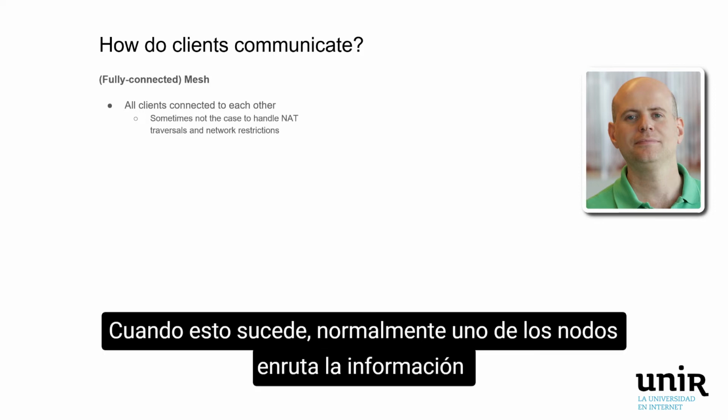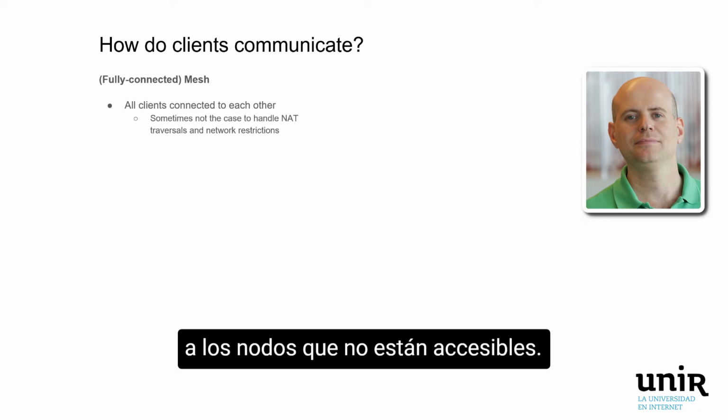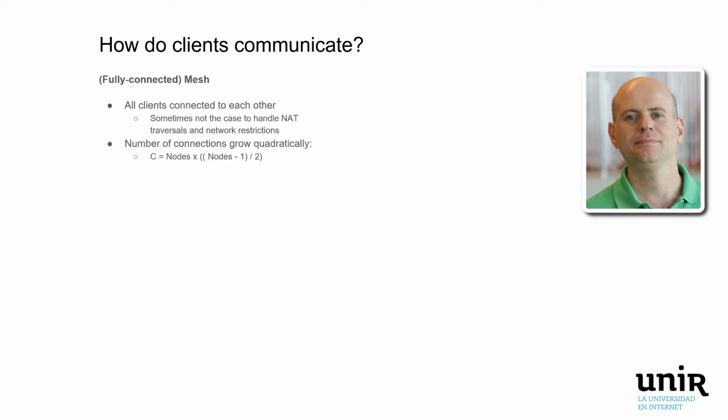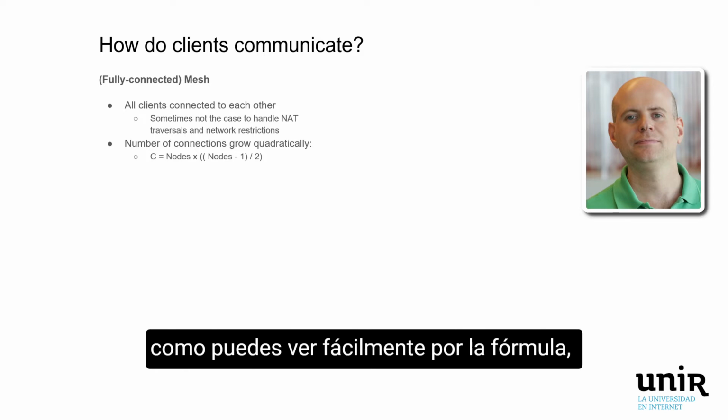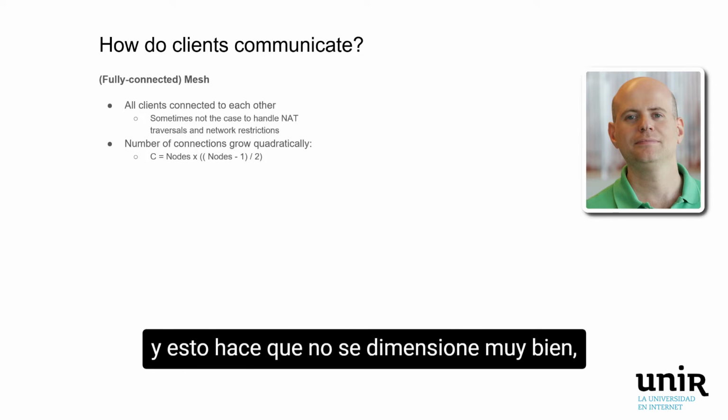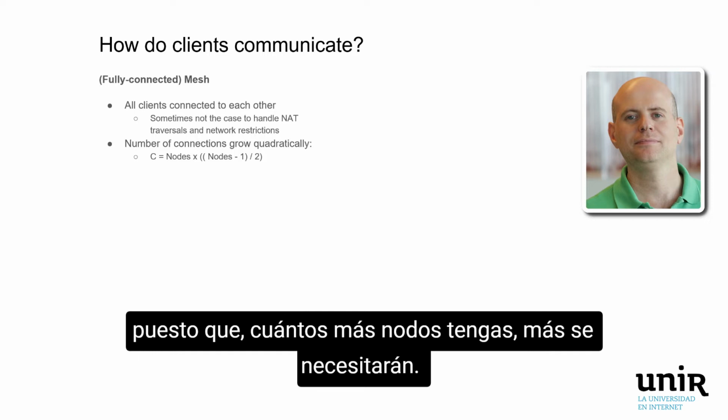When that happens, usually one of the nodes routes the information to the nodes which are unreachable. The number of connections grows quadratically in a really bad way, so you can very easily tell by the formula, but it doesn't scale very well. The more nodes you have, it explodes very fast.